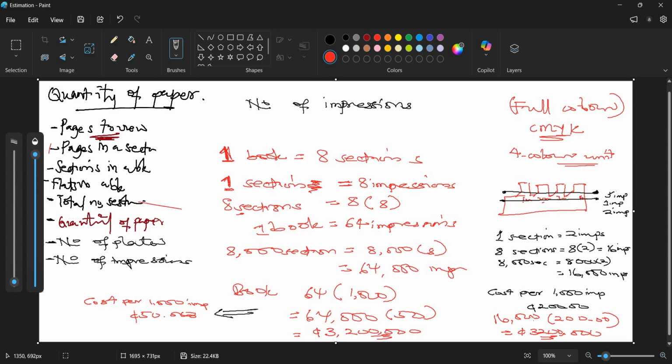So that's all for cost of impression for these various means of solving for your impression. In the next video, we'll be talking about how to calculate the quantity of paper, quantity of cards, number of plates and impression for cards.